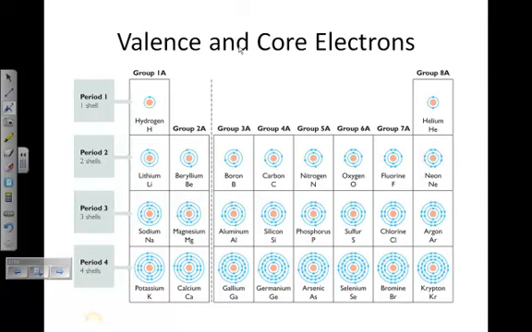Also, there's something called core electrons. Those are the other electrons. So for example, there are no core electrons in period 1 going across. In period 2 going across, everybody has 2 core electrons. Period 3, everybody has 10 core electrons. You get the idea.